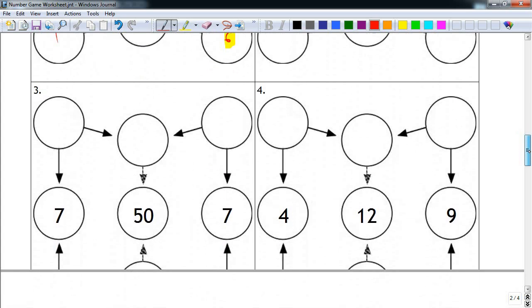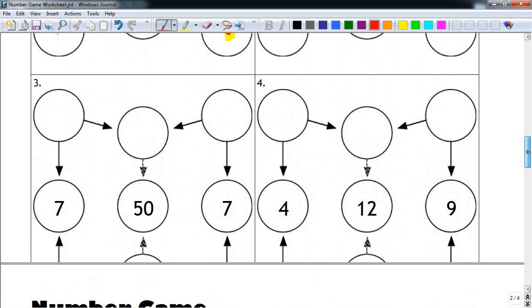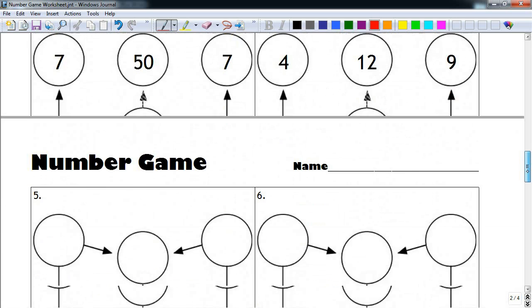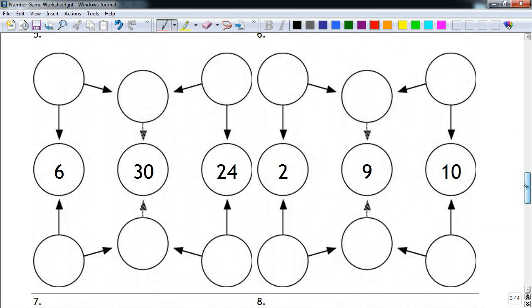Let's come down here to number 3, which is cut off. Okay. Let's go to number 5. Okay. This is a good one. So I need two factors of 6, 1 and 6. I also have 2 and 3. And I need two factors of 24. I have 1 and 24, 2 and 12, no, sorry, 3 and 8, 4 and 6.